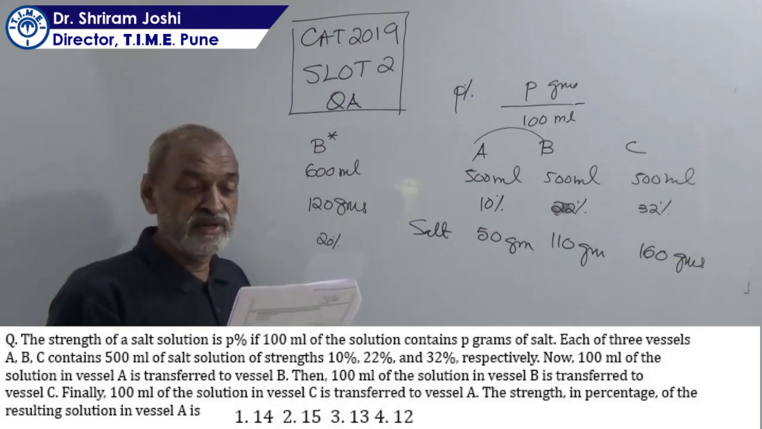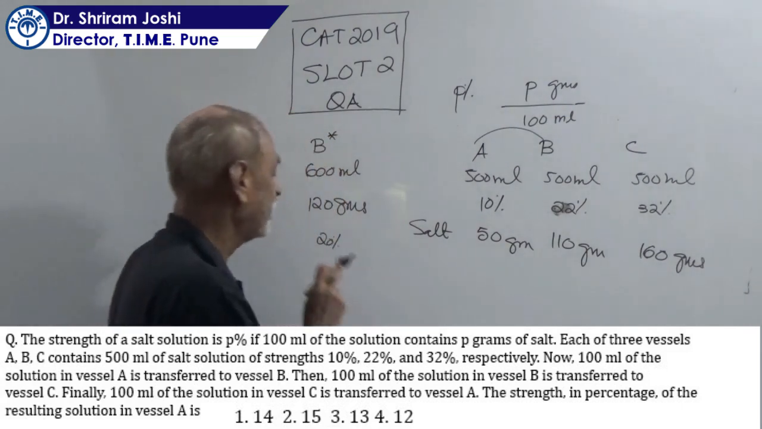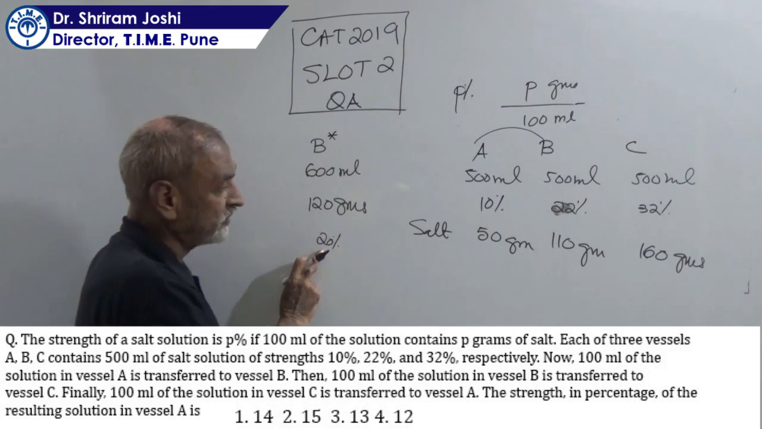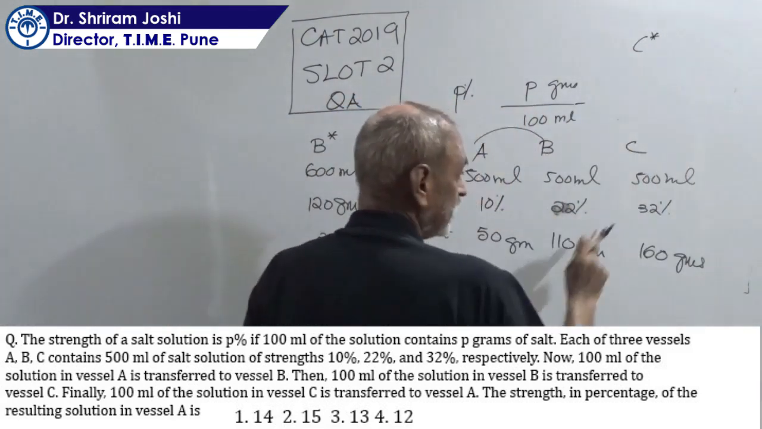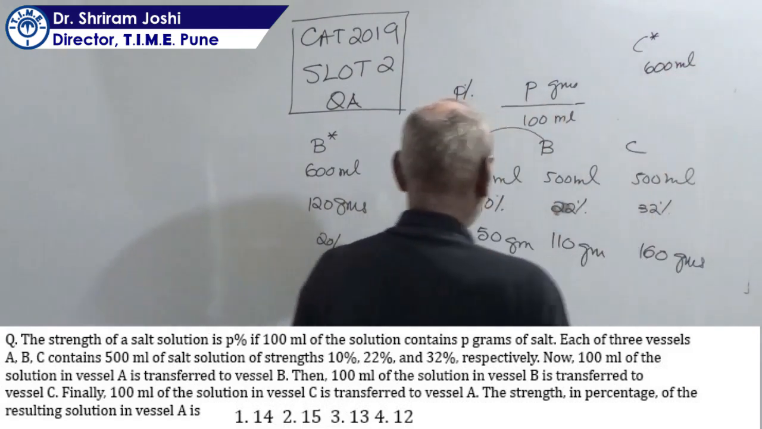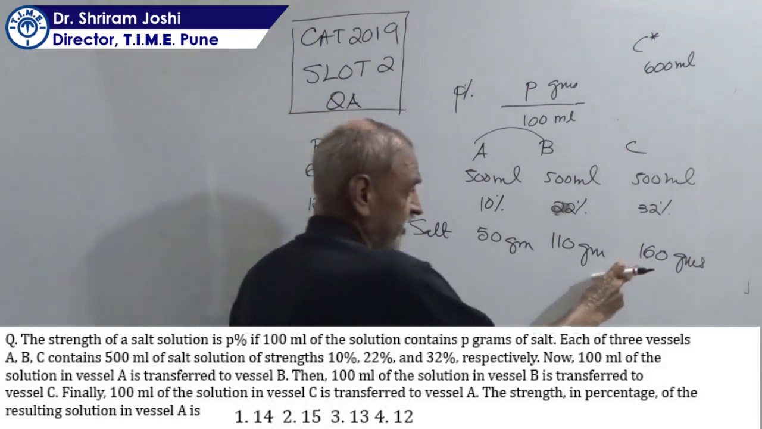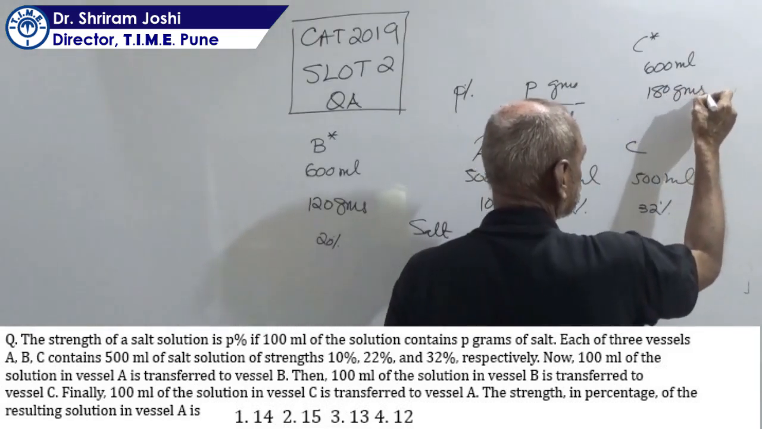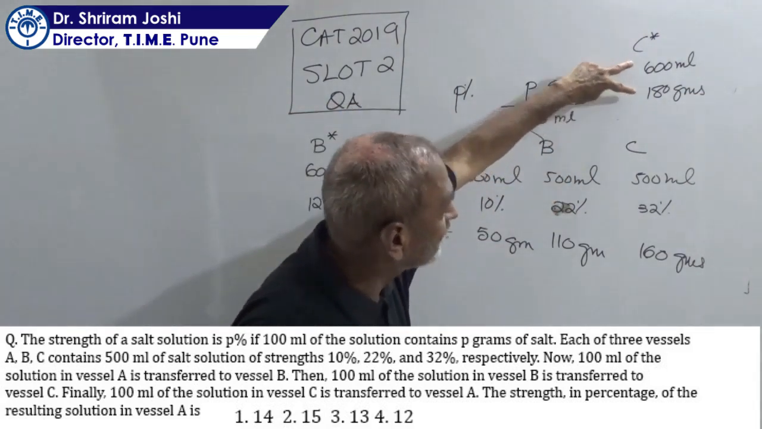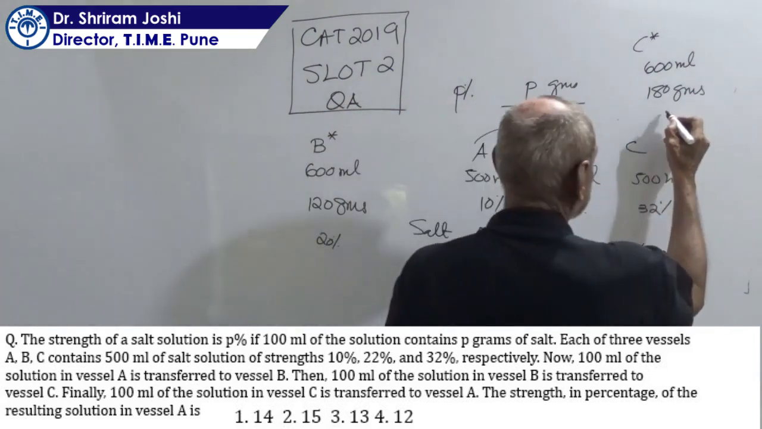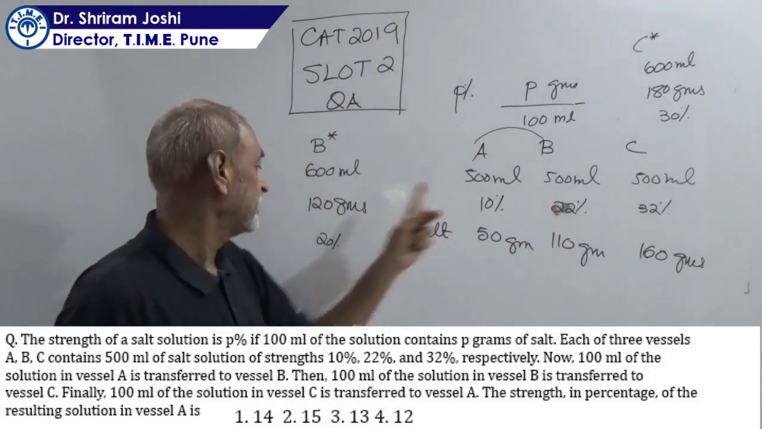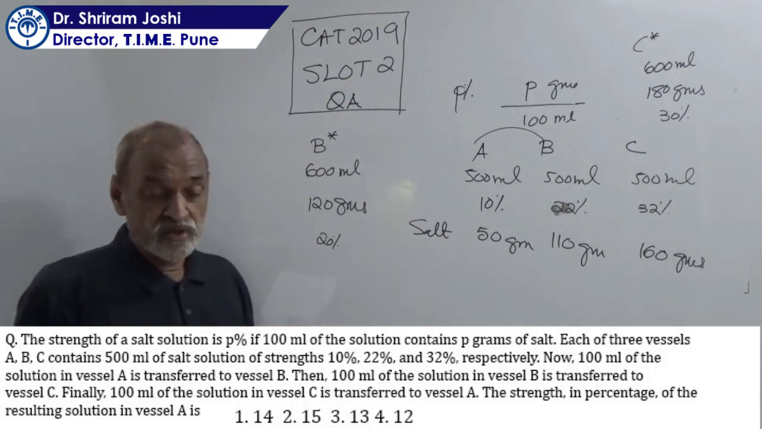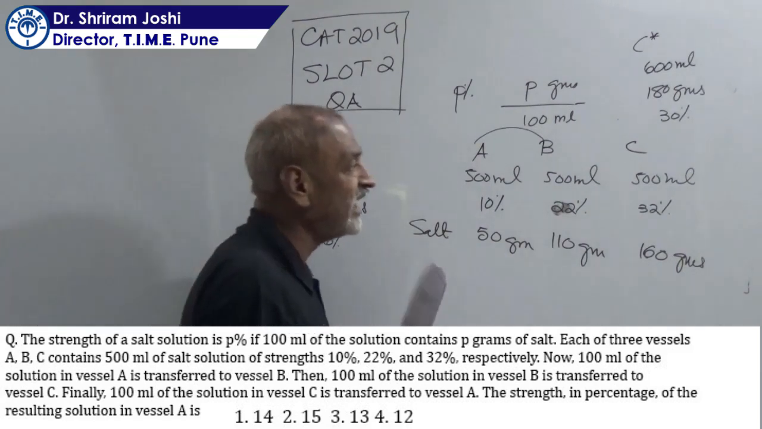100 ml of solution in B is transferred to vessel C. When 100 ml went, how much salt will go? 20 grams of salt will go. So C, which is now going to become new, is again 600 ml, and there will be 20 grams of salt added to this, so this will become 180 grams. What is the strength? What is the percentage? 180 by 6, 30%. So C solution, which was 32, has now become 30%. B, which was 22%, has become 20%.